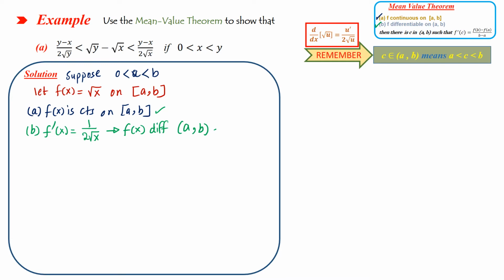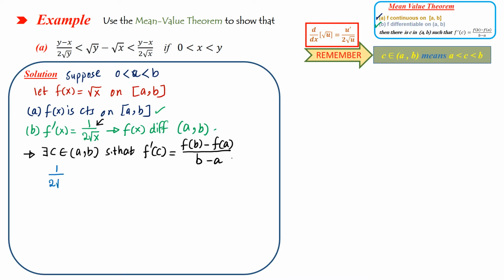Now what's the conclusion? The conclusion is there exists c belongs to the open interval from a to b such that f prime of c is equal to f of b minus f of a divided by b minus a. Now f prime of c is 1 over 2 square root of c. So you have to replace it by its expression: 1 over 2 square root of c equals f of b minus f of a, which is square root of b minus square root of a, divided by b minus a.